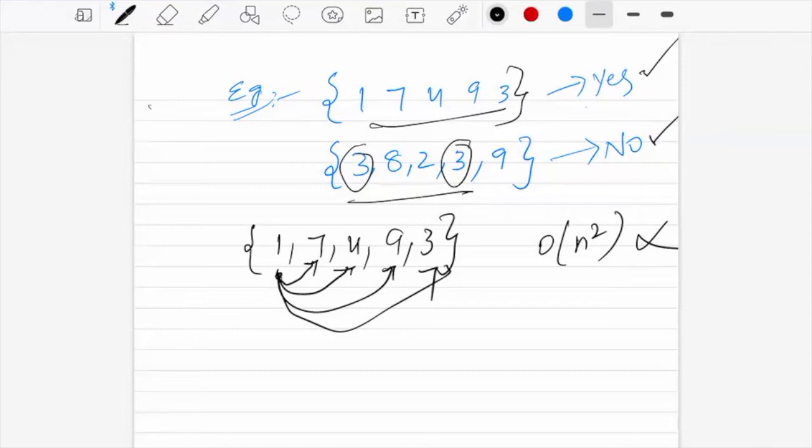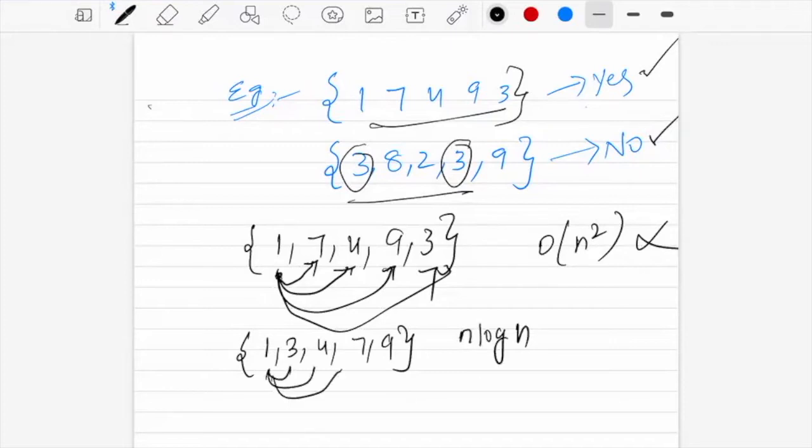One effective way is first we'll sort the elements in the array. For sorting, it will take n log n, and for adjacent elements comparison, it will be n minus 1. So the total time complexity for this is O of n log n.